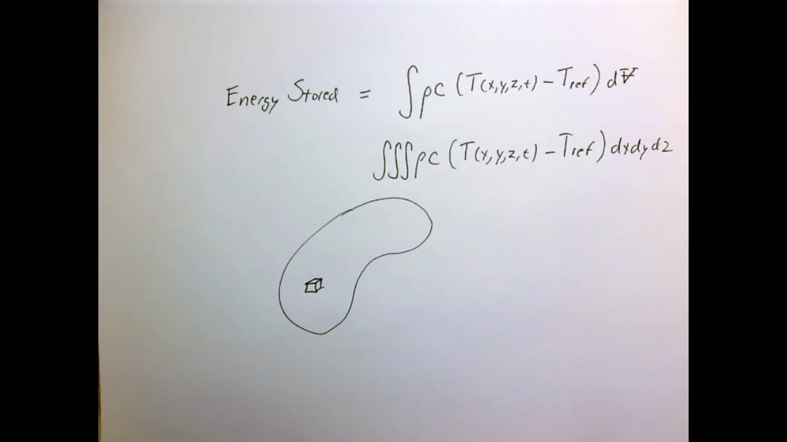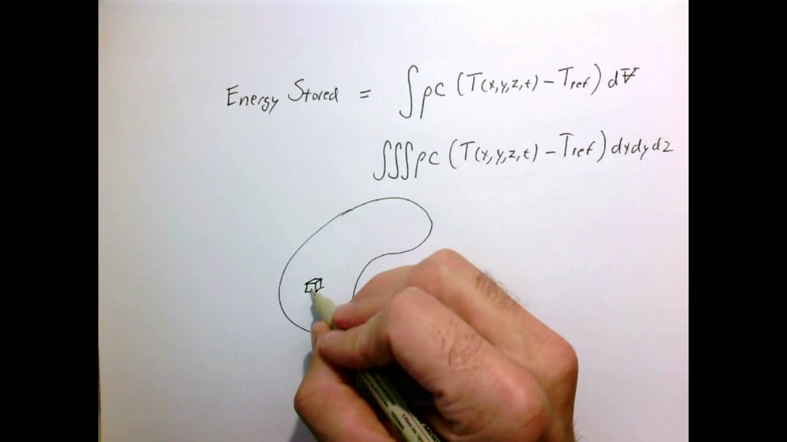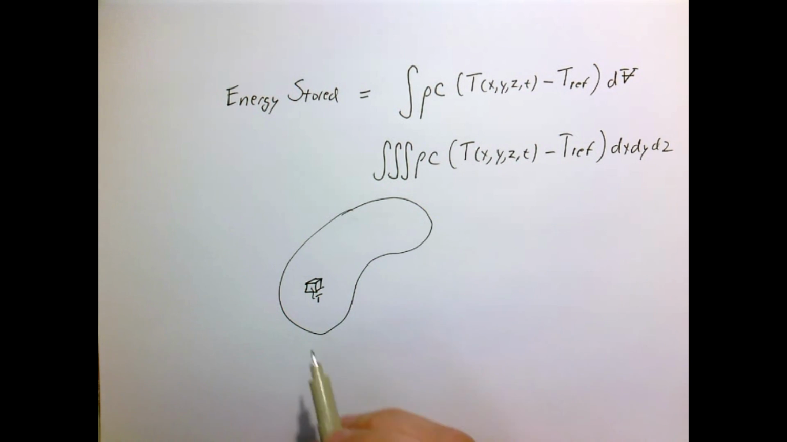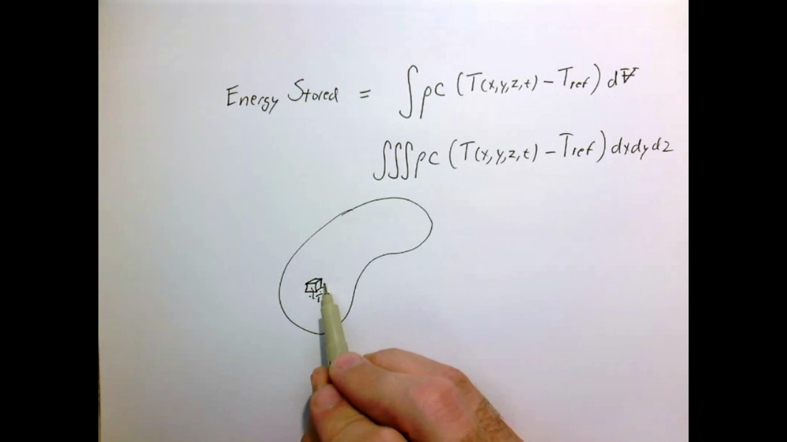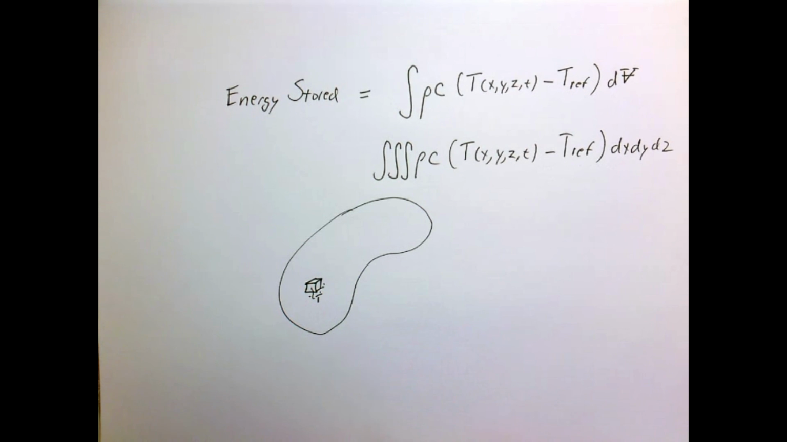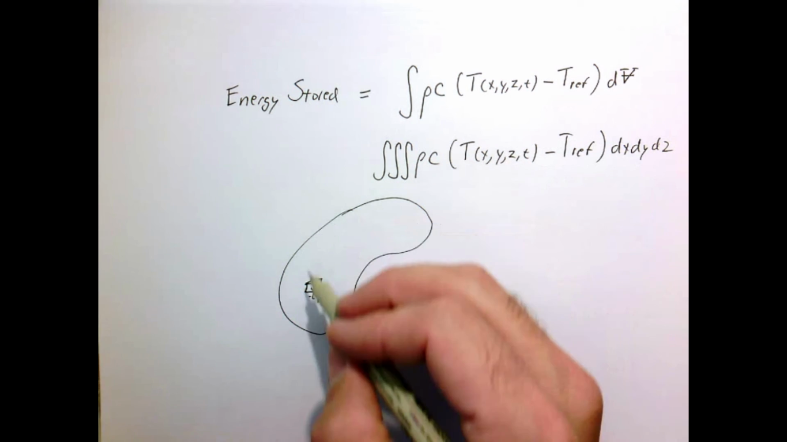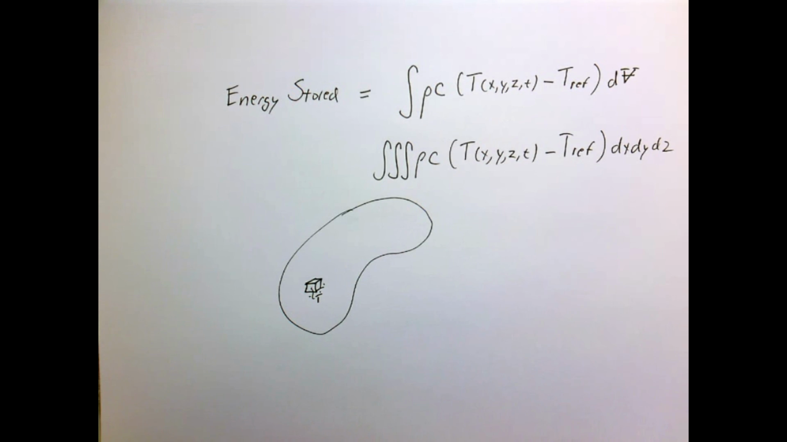All this means is when we take the integral over a volume, we're just taking the energy of each little box of temperature T, each very little box that's dx by dy by dz, and we're basically summing them up. So this is no different than we did in 1 dimension, except now we're integrating or summing up over the entire volume.